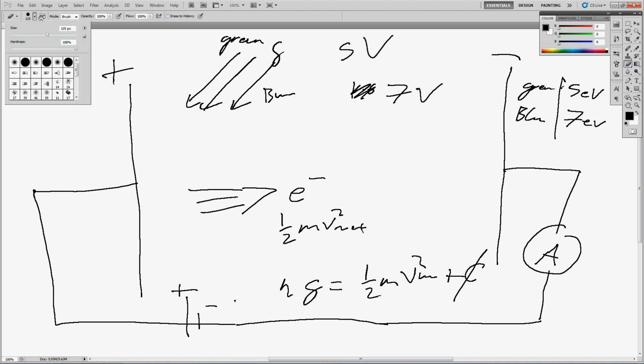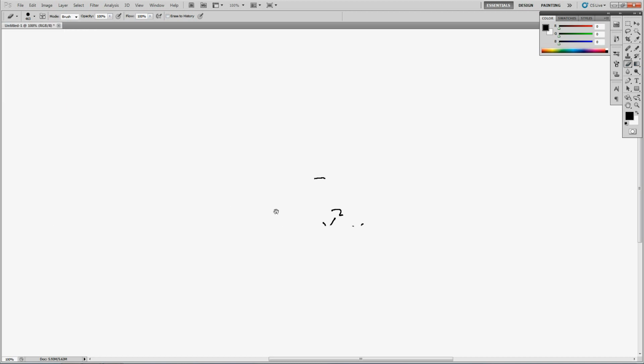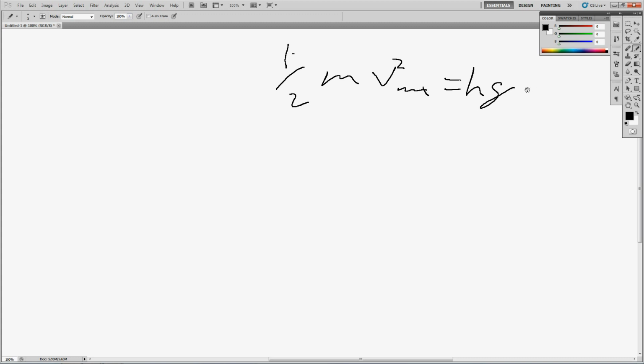So let's clear this all out and have a look at what sort of graph we expect. So we said we were going to have a half mv squared max equals hf minus phi. And so our y-intercept is going to be negative, and our gradient is going to be h.